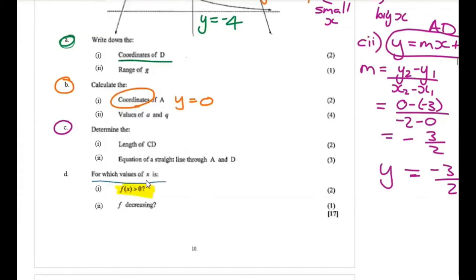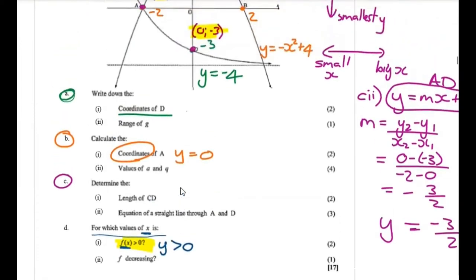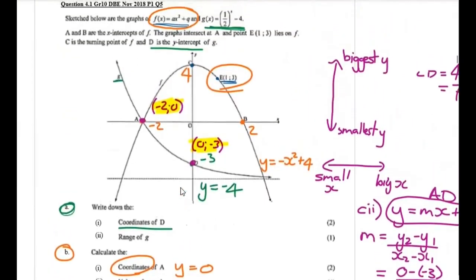Do you see they've asked you for the answer in terms of x, but the question is in terms of when y is greater than 0. So we go back up here. We're looking at the graph of f, so that is the parabola, and we want to know where the y value for the f graph is greater than 0. Y is positive on top of the x-axis, so it's this section of the graph here.